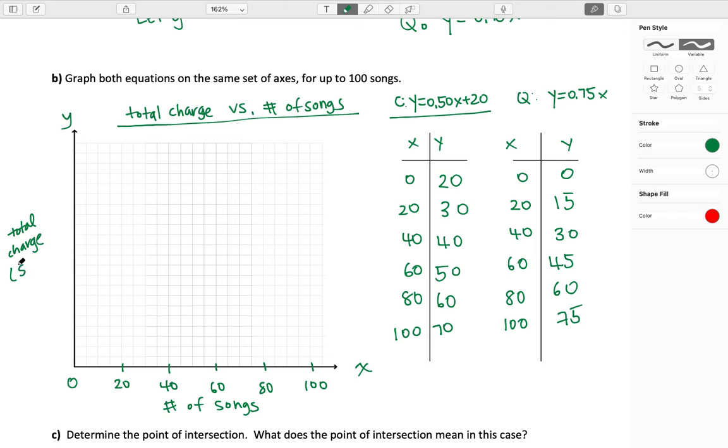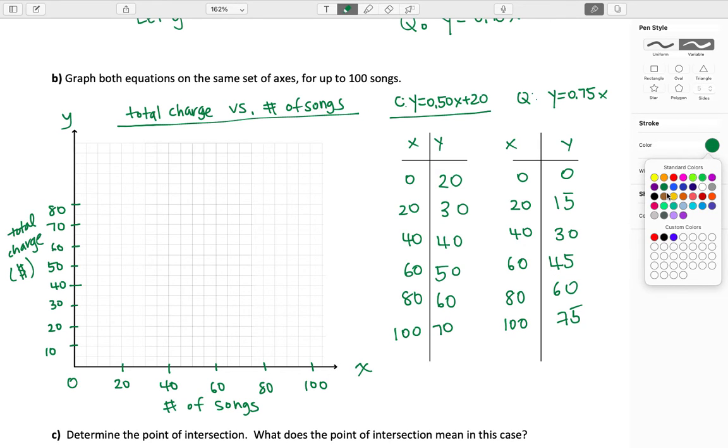I'm going to write it with units in brackets. And it looks like the charge is going from $0, that's my smallest number, all the way up to $75. So just by looking at this space, let's see. I'm going to make every two squares 10. So hopefully that will be enough. 30, 40, 50, 60, 70, and 80. Okay, great.